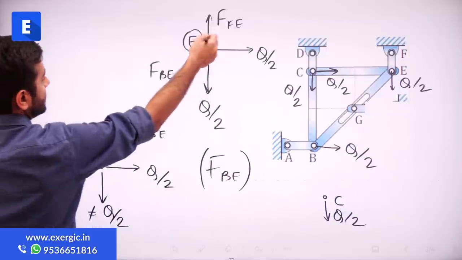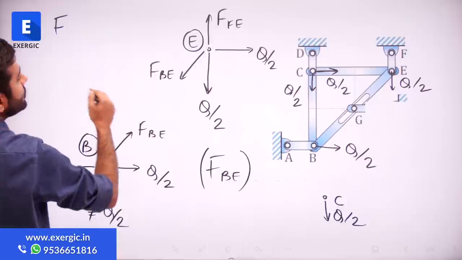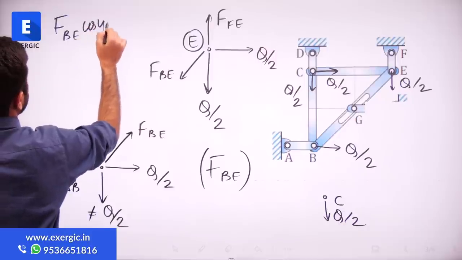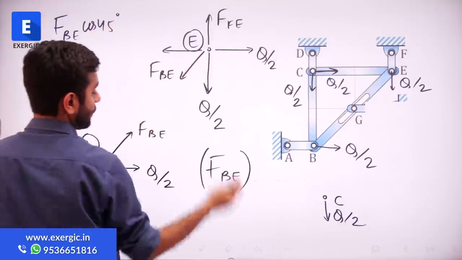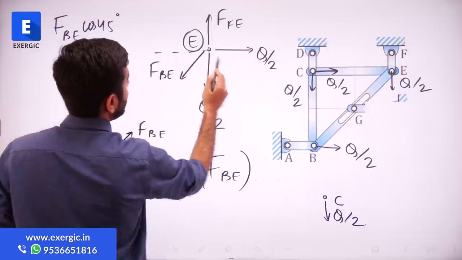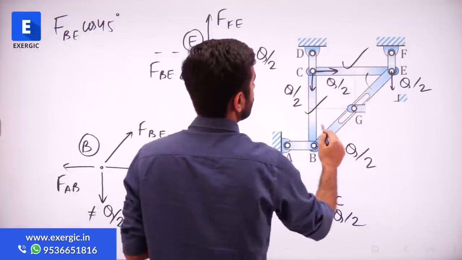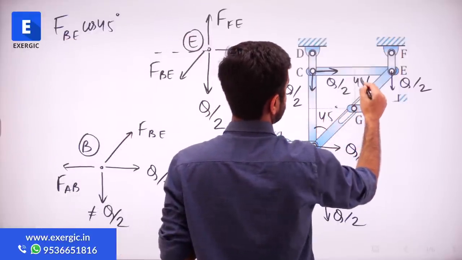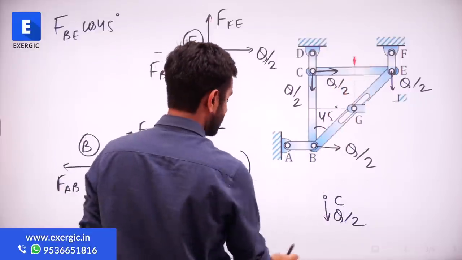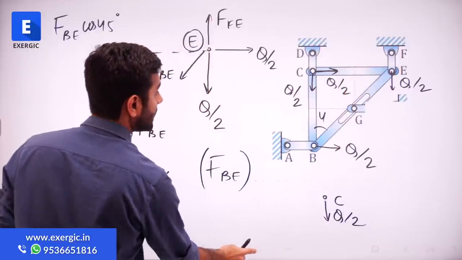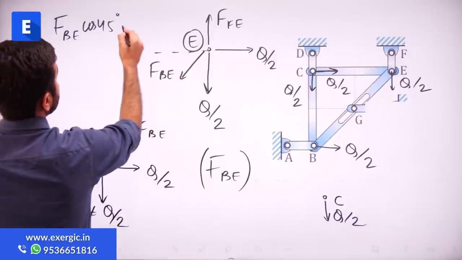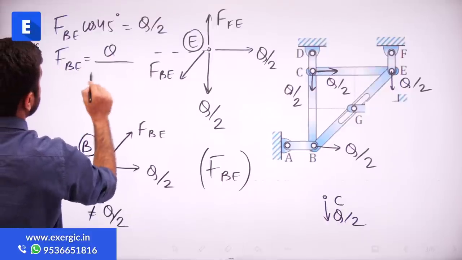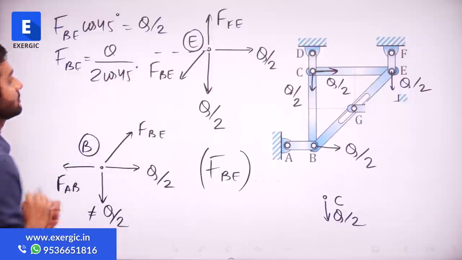If we look at this free body diagram, let's do summation of force in the horizontal direction as 0. So FBE cos 45 is going to act in this direction, 45 degrees, right? Because this is a right triangle here, these are equal in length, so both of them will be 45, 45 each. This is also 45 degrees. This is also 45 degrees, right? So what will we get? FBE cos 45 is equal to Q by 2, which tells you that FBE is equal to Q by 2 cos 45, correct?